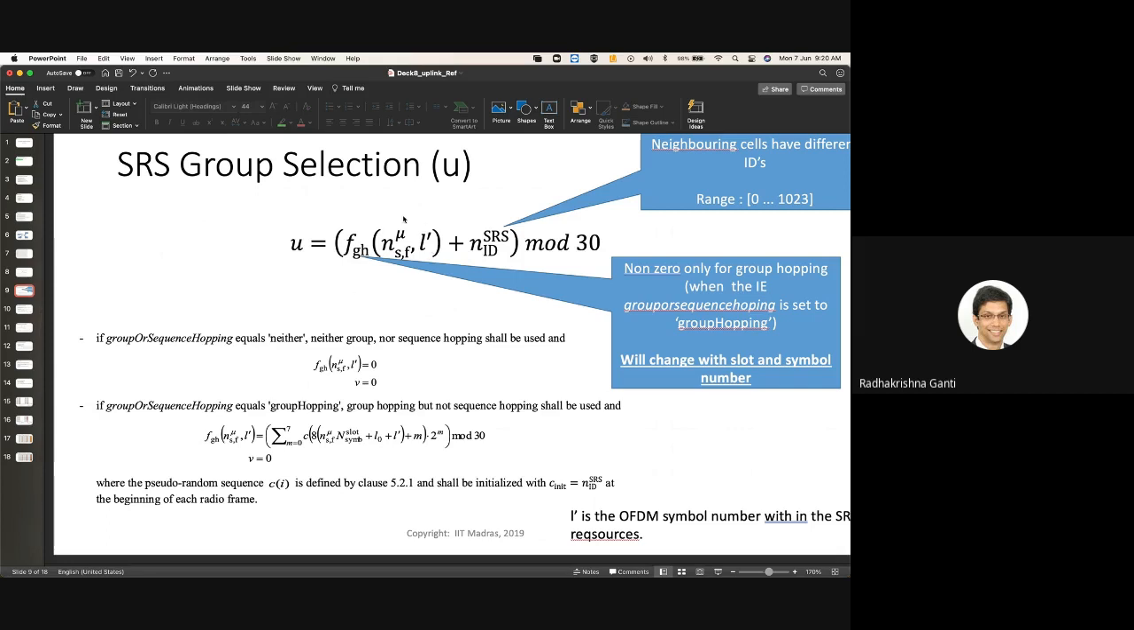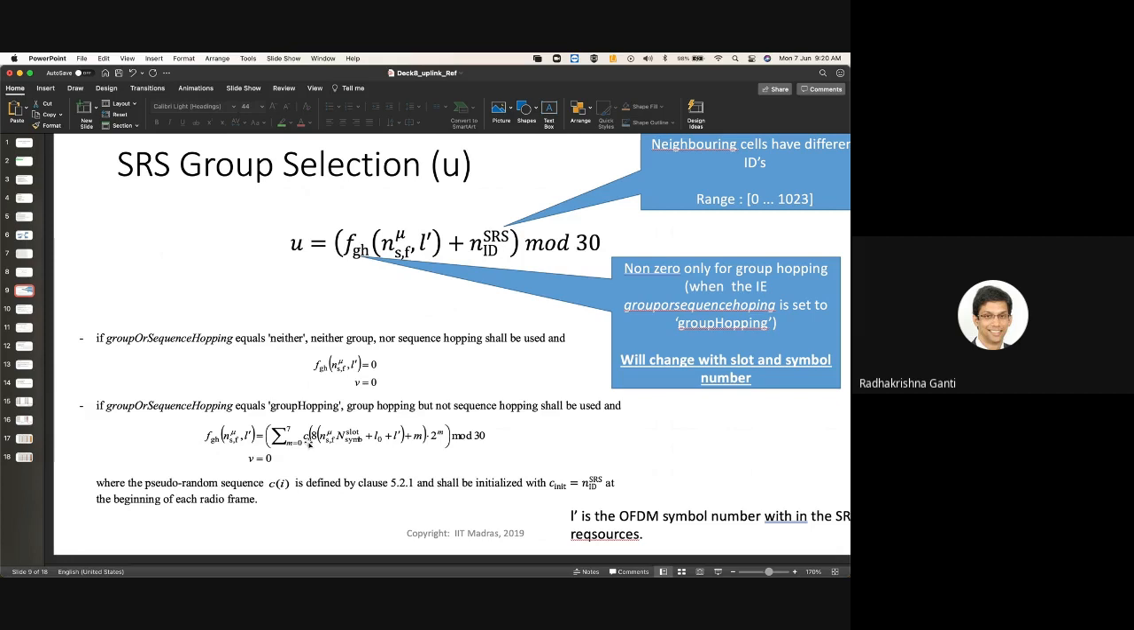Okay. So this becomes 0. When you enable group hopping, what happens is this function changes every symbol and every slot, depending upon what is the particular slot number and what is the particular symbol number. You choose this based on this particular complicated function.